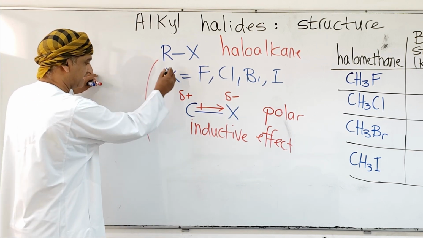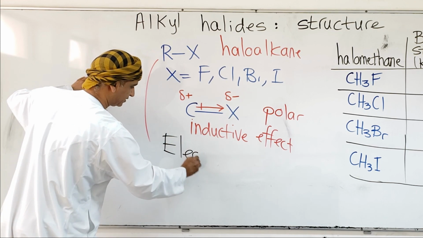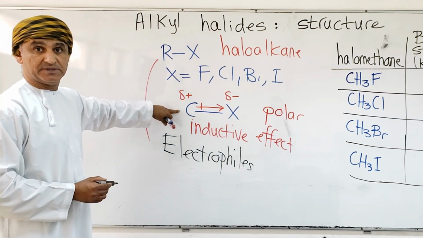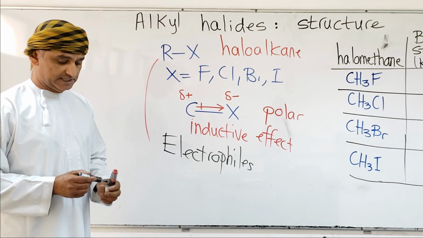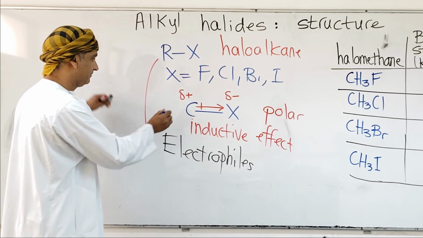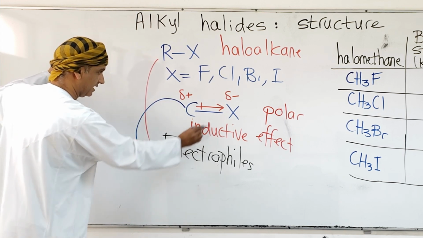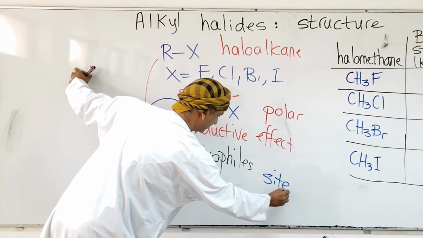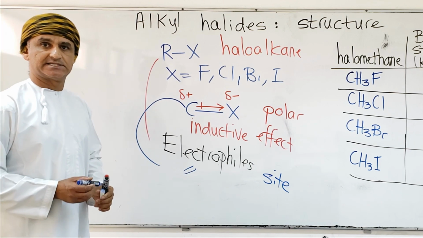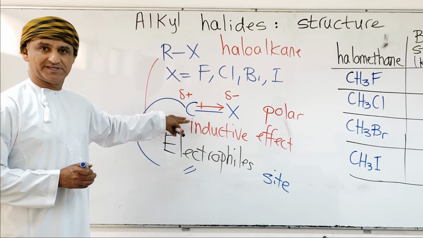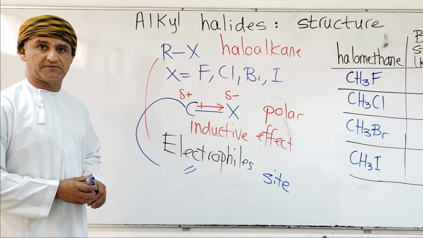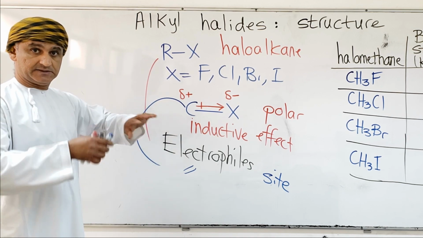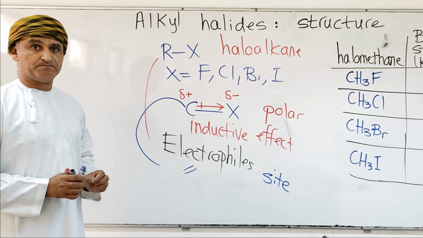Because of this, alkyl halides are electrophilic, so they behave as electrophiles, and this carbon that is directly bonded to the halogen is the electrophilic site, or the electrophile site. So this is where nucleophiles attack this carbon. Because of this unequal shift of electrons, or because of this inductive effect, it is susceptible to nucleophilic attack. This carbon is the electrophilic site in the electrophilic alkyl halides in organic reactions.